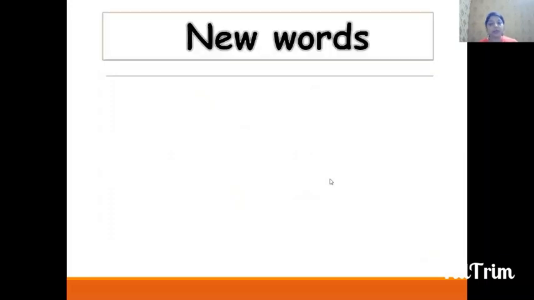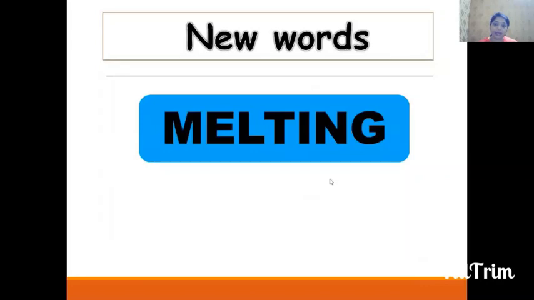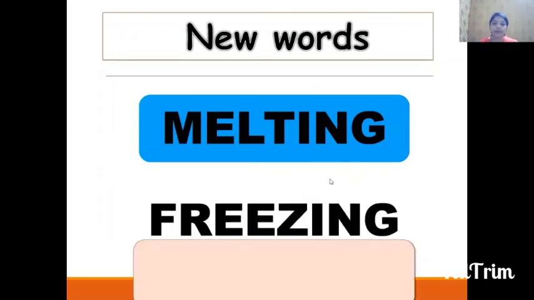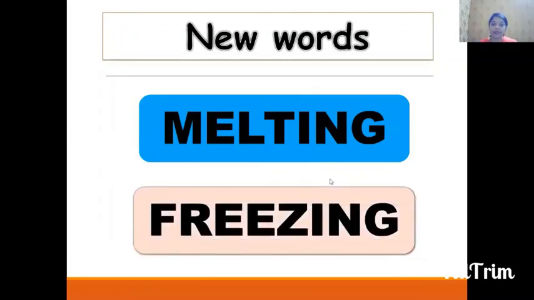So children, before we start the lesson, as usual, we will come across the new words. So learn these new words thoroughly. The first word is melting. M-E-L-T-I-N-G. Melting. Almost all of you are aware of this word. Generally, when you hold the ice cream after 5 minutes, what happens? The ice cream starts melting, right? Very good. Next is freezing. F-R-E-E-Z-I-N-G. Freezing. Learn the spelling, children.